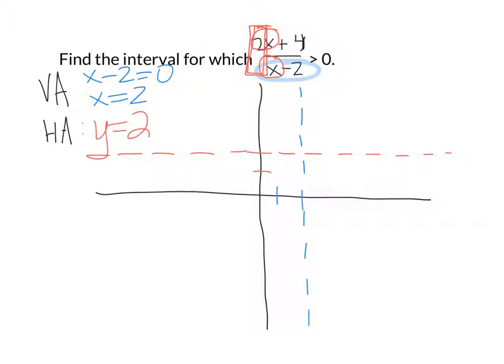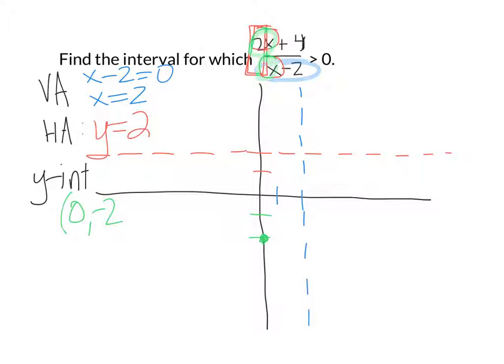The next thing we look for is your y-intercept. Where does this cross your y-axis? To do that, we need to plug in 0 everywhere we see an x. So you have 2 times 0, which is 0, plus 4, over 0 minus 2. What's left over is 4 over negative 2. So we have a y-intercept at (0, negative 2). It crosses your y-axis here.